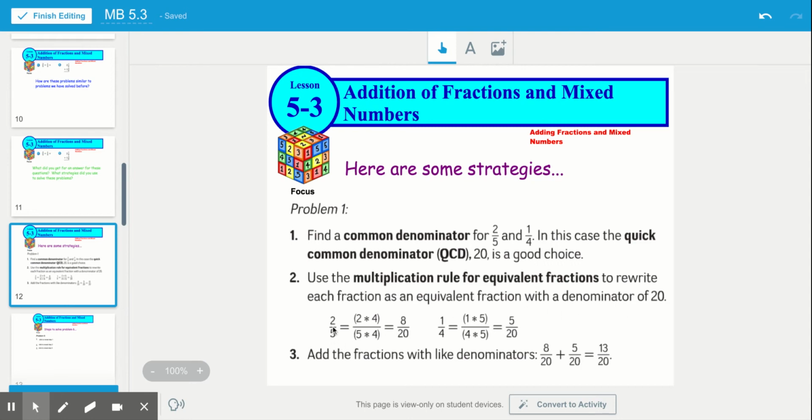Take a look here. You can take 2/5 and multiply both the numerator and the denominator by 4. So you'd have 2 times 4 is 8, 5 times 4 is 20. So you get a new fraction of 8/20. For 1/4, you could take 1 times 5 is 5, 4 times 5 is 20, and you get 5/20. And then you can add the fractions with the like denominators. 8/20 plus 5/20 equals 13/20.